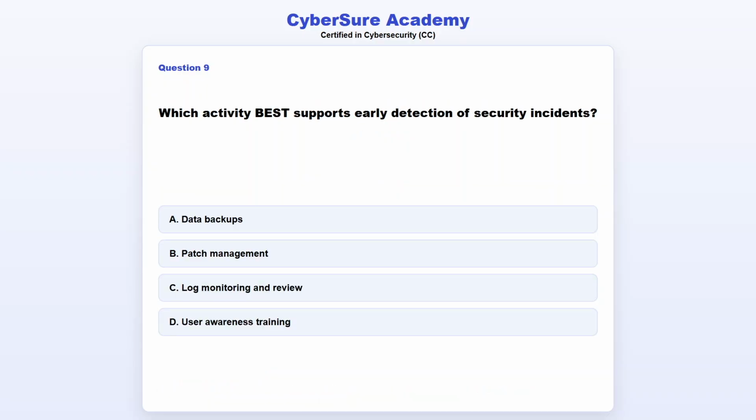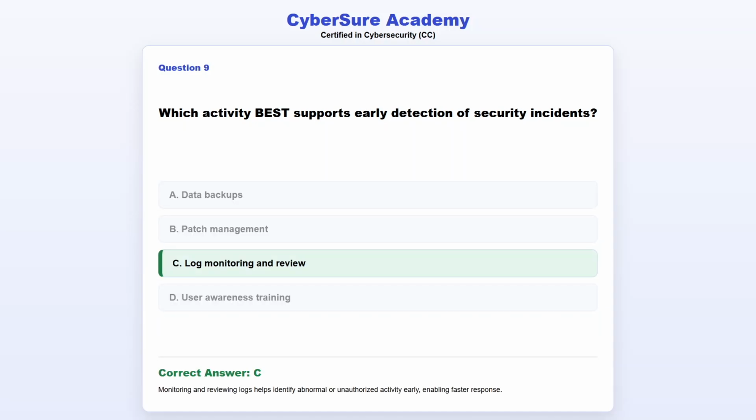Question 9. Which activity best supports early detection of security incidents? A. Data backups. B. Patch management. C. Log monitoring and review. D. User awareness training. The correct answer is C. Log monitoring and review. Monitoring and reviewing logs helps identify abnormal or unauthorized activity early, enabling faster response.